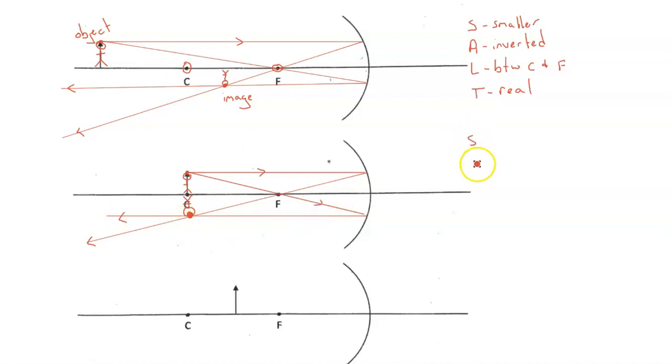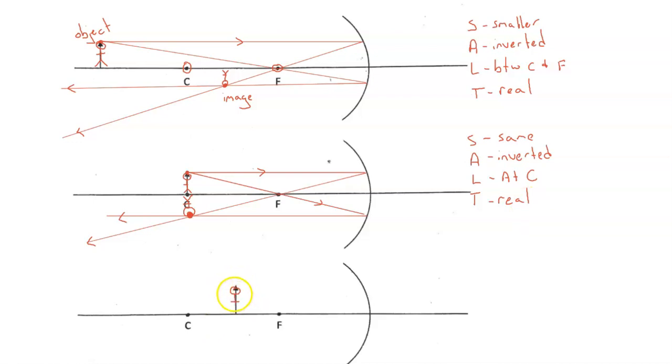So let's do our description with SALT. The size is going to be the same size. Attitude is still going to be inverted. The location will be right at C, and we still have a real image. All right, what if the object is between C and F?